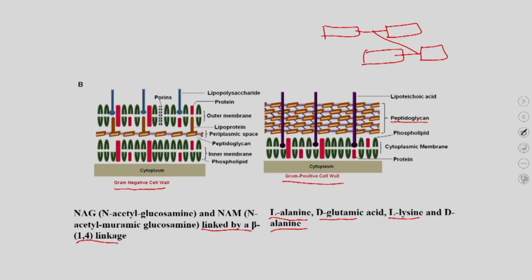Because of this interchained peptide bond, the peptidoglycan gives a very strong hold to the cell wall, and because of this thick layer of peptidoglycan, the gram positive bacteria are more resistant to the osmotic changes in the environment. Next to the peptidoglycan layer, you have the phospholipid, and then you also have the lipoteichoic acid in the case of gram positive bacteria.